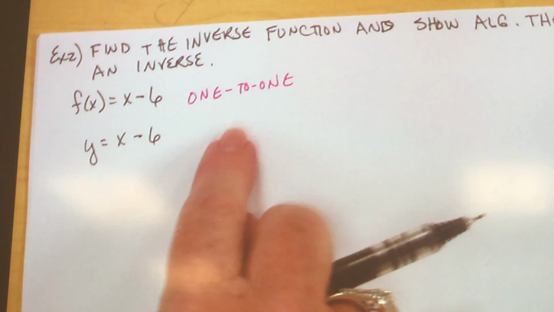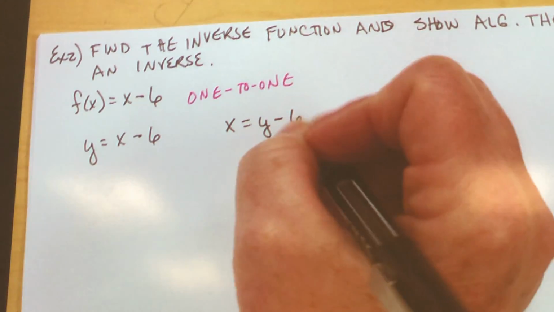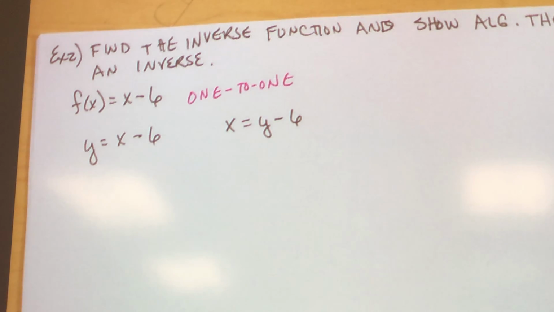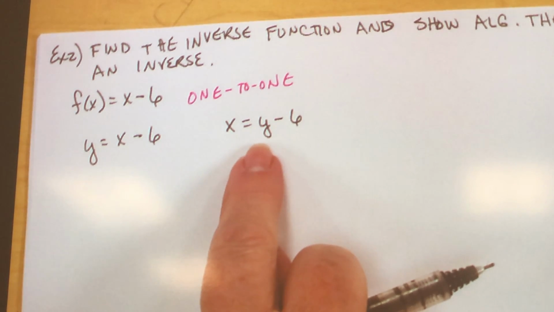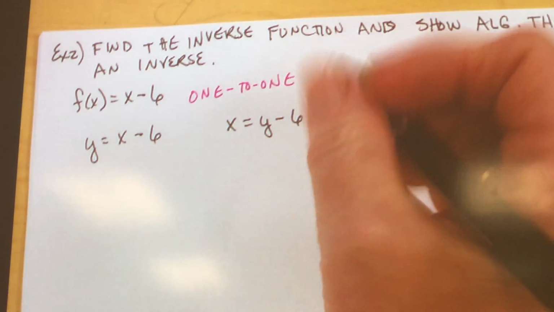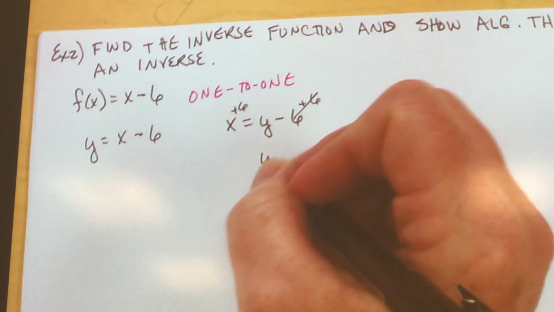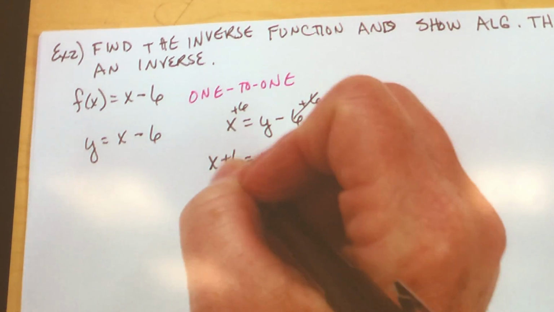Switch your x's and your y's. So it's going to look like this. X is equal to y minus 6. Do y'all understand why? If somebody's looking at my notes, they're not like, wow, wait, what did she do? Now what does it say to do? Solve for y. So tell me what to do. Add 6 to both sides. So I have y is equal to x plus 6.